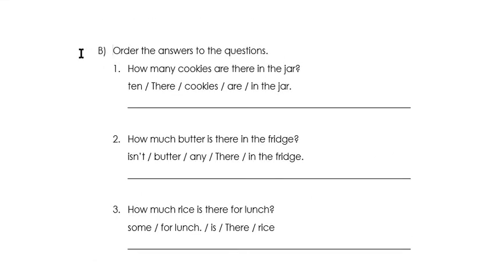In activity B, you have to order the answers to the questions. You have questions here. How many cookies are there in the jar? ¿Cuántas galletitas hay en la jarra o en el jarrón? And here you have the words you have to use. Acá tienen las palabras que tienen que utilizar para responder. Van a reordenar todas estas palabras para que la respuesta tenga sentido. ¿Ok? La escriben acá.